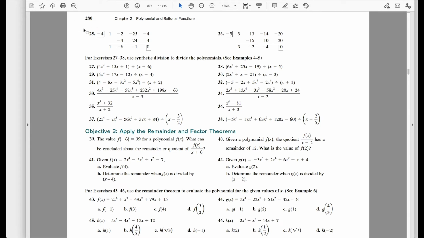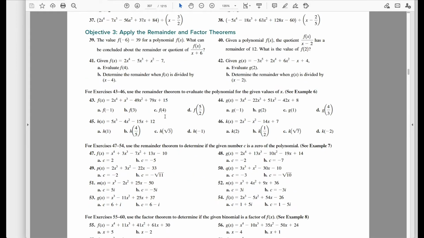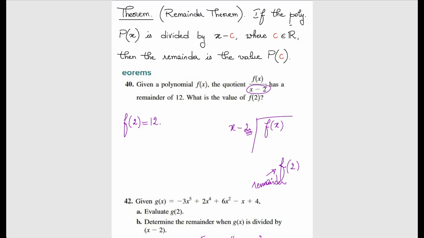This is still on page 280, and now let's do, let's say number 50. So what's the question? The question is, use the remainder theorem. What's the remainder theorem again? It's the theorem that we discussed just a few minutes earlier. It states if the polynomial p of x is divided by x minus c, where c is a pure constant, then the remainder is the value p of c, right?